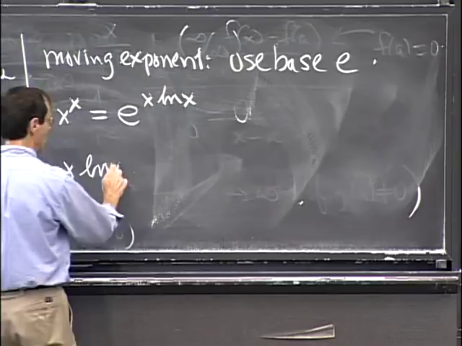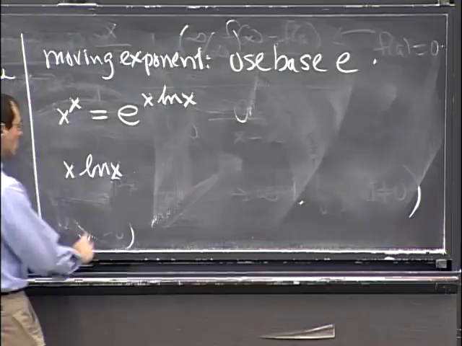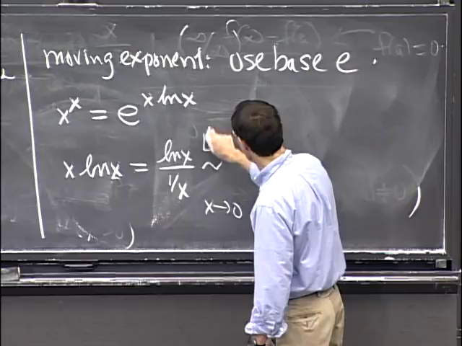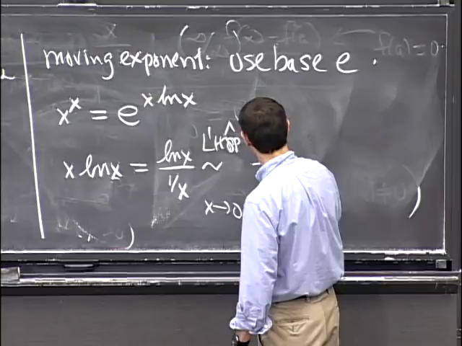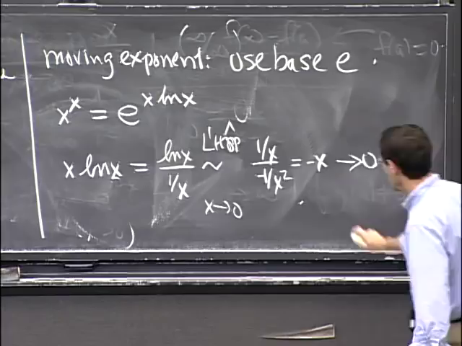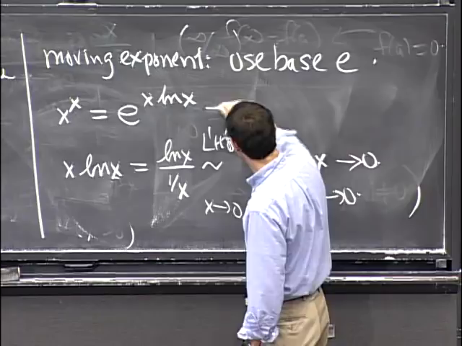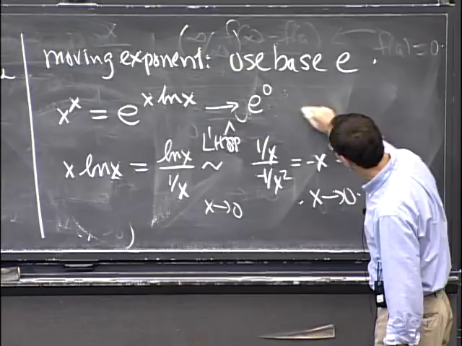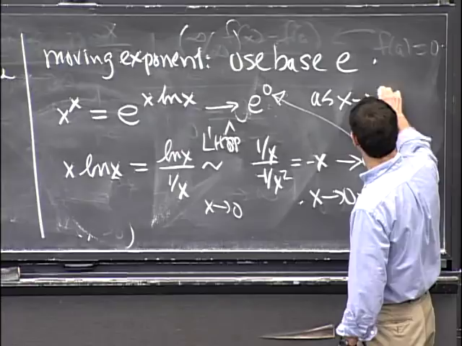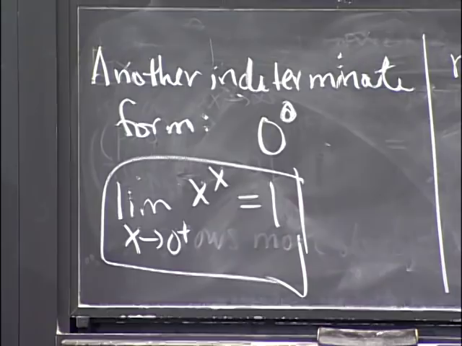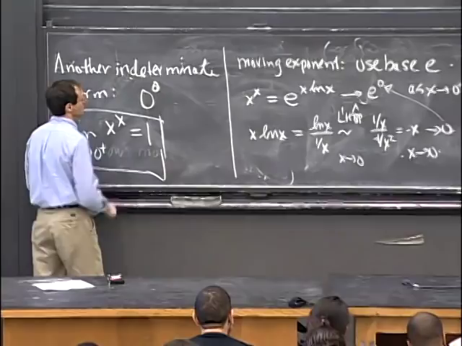All right? So remember, we already did this, but I'm going to do it once more for you. This is log x over 1 over x. And that's equivalent, as x goes to 0, using L'Hopital's rule, to 1 over x over minus 1 over x squared, which is minus x, which goes to 0 as x goes to 0. And so this one is going to tend to what we got over here. It's e to the 0, right? That exponent is what we want as x goes to 0. All right? So that's the answer. This limit happens to be 1. It's actually relatively easy to do given all of the power that we have in our hands now.